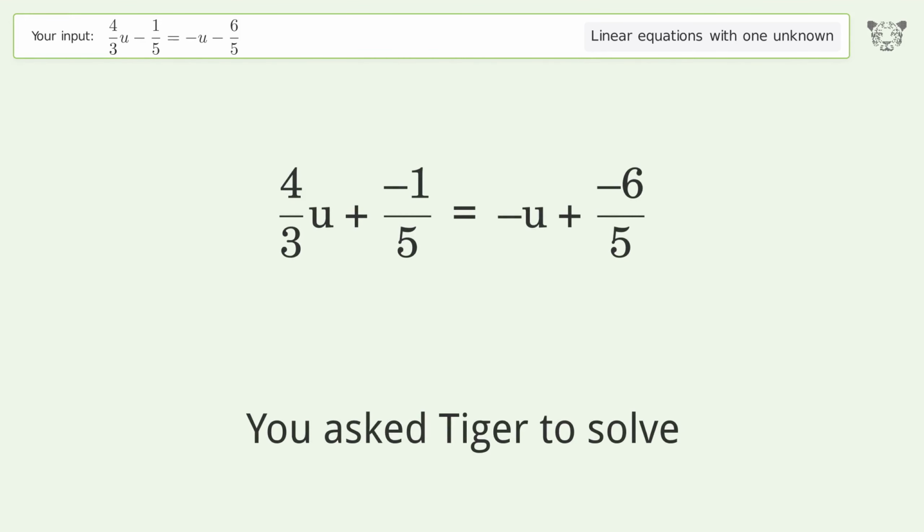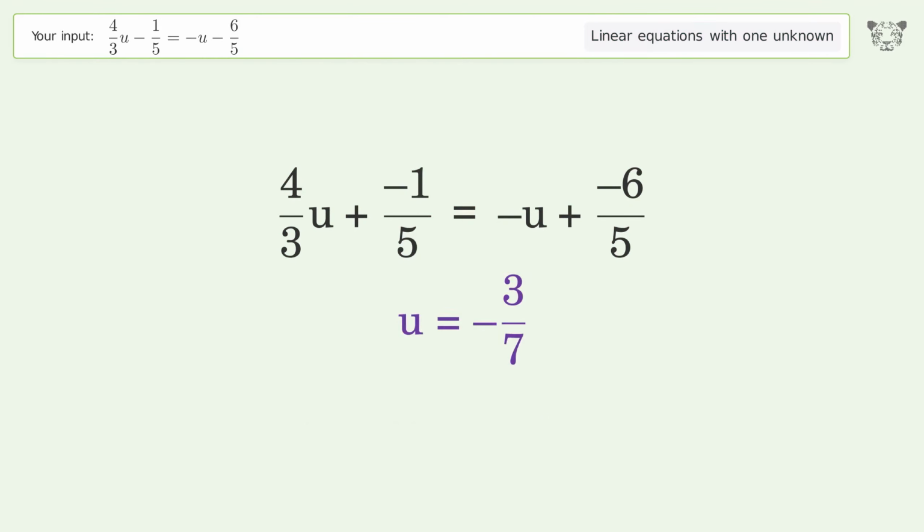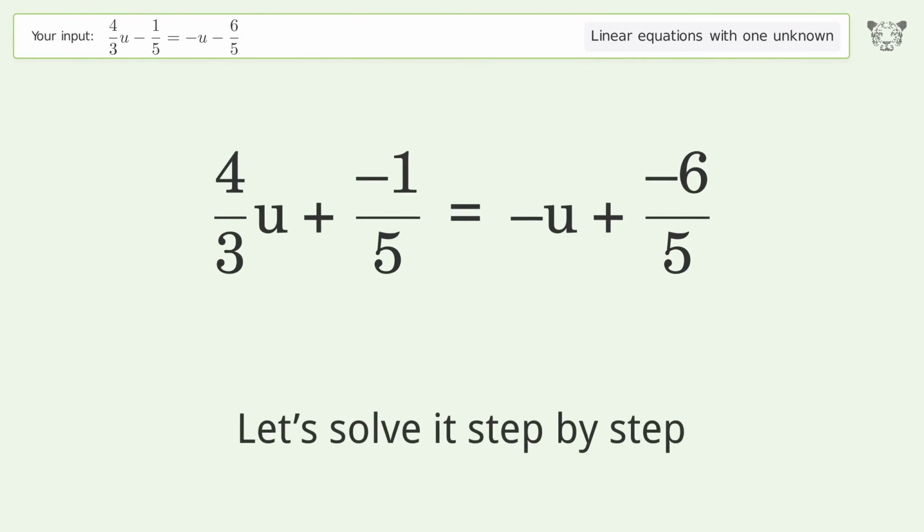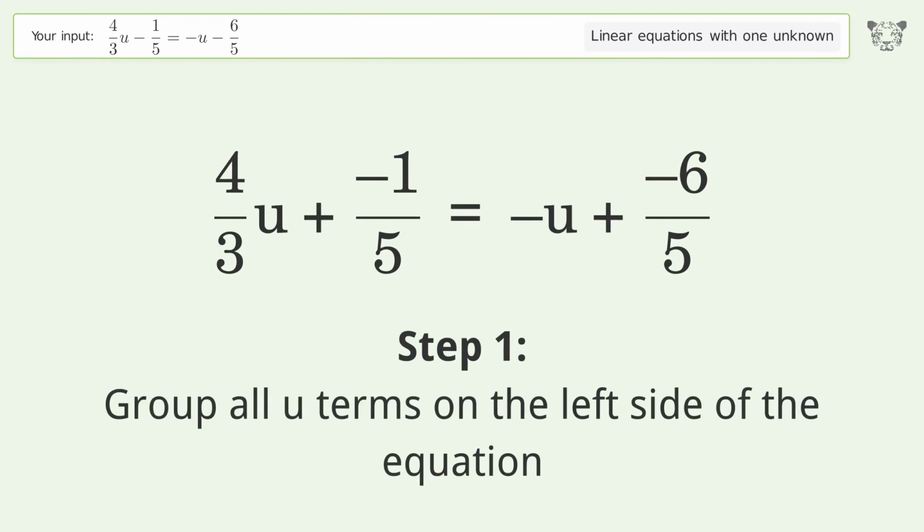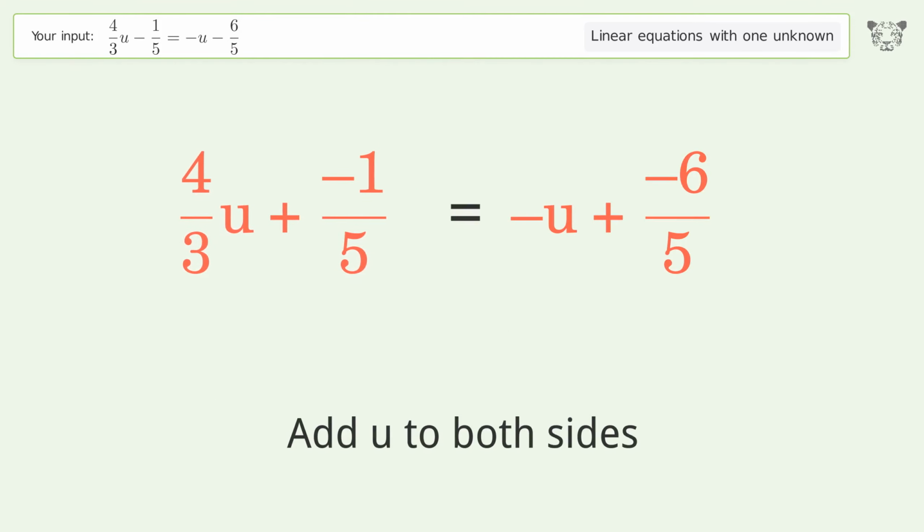You ask Tiger to solve. This deals with linear equations with one unknown. The final result is u equals -3/7. Let's solve it step by step. Group all u terms on the left side of the equation. Add u to both sides.